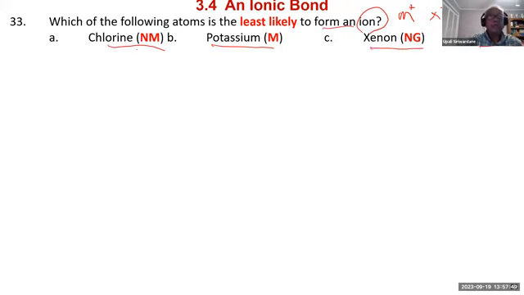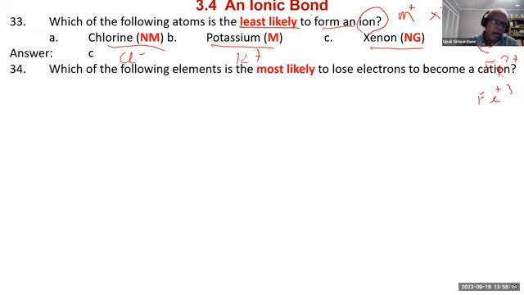Chlorine makes a negative ion. Potassium makes positive ions. Iron makes either +2 or +3. They have variable charges. Iron is a transition metal. Therefore, the answer is noble gases, which are least likely to react. Therefore, they will not form ions.